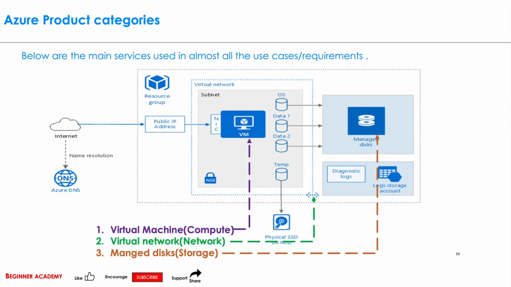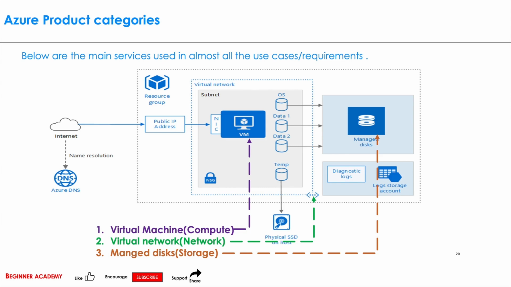Second one being virtual network. Virtual network is used to secure our virtual machine in this case. It is nothing but a boundary, a demilitarized zone. Without proper access, no one can access the services hosted on this virtual network.